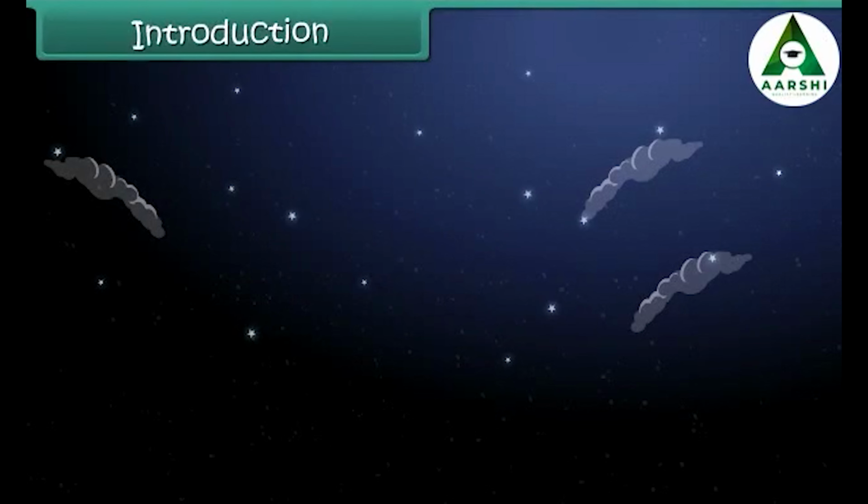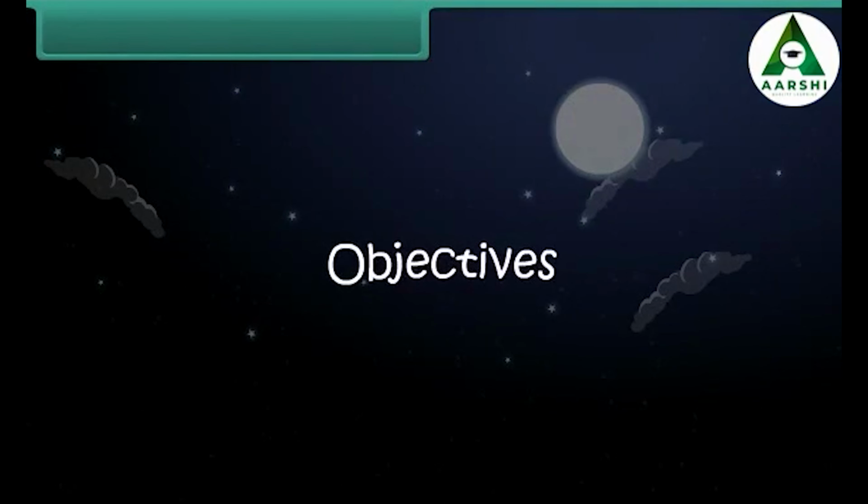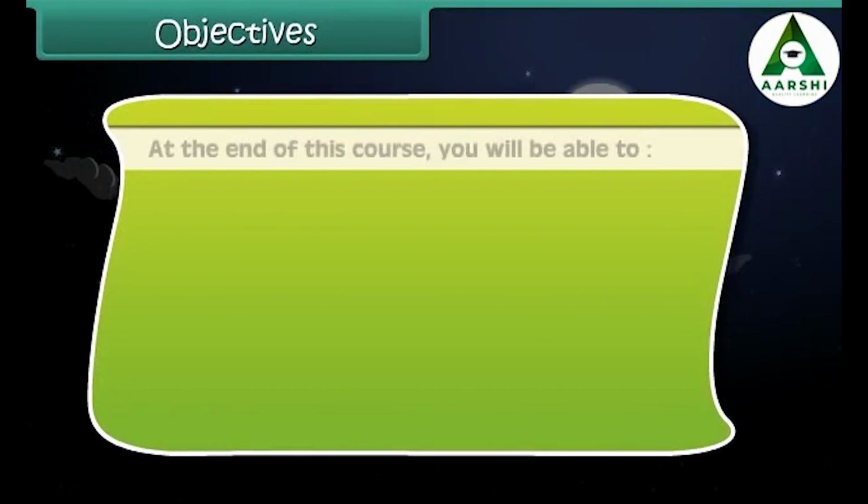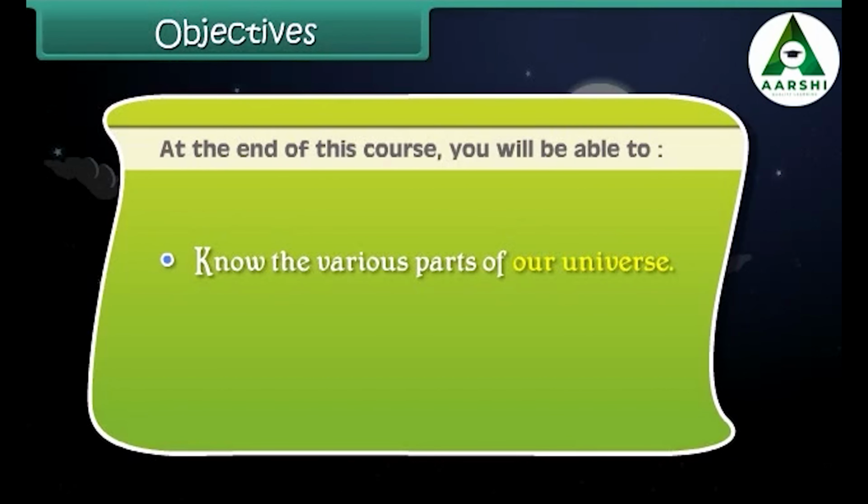Introduction. Hello friends, have you ever watched the sky at night? It is full of little twinkling stars and a moon. Where do these stars and moon live? Come, let us find out. Objectives. At the end of this course, you'll be able to know the various parts of our universe, describe star, planet, and the moon.